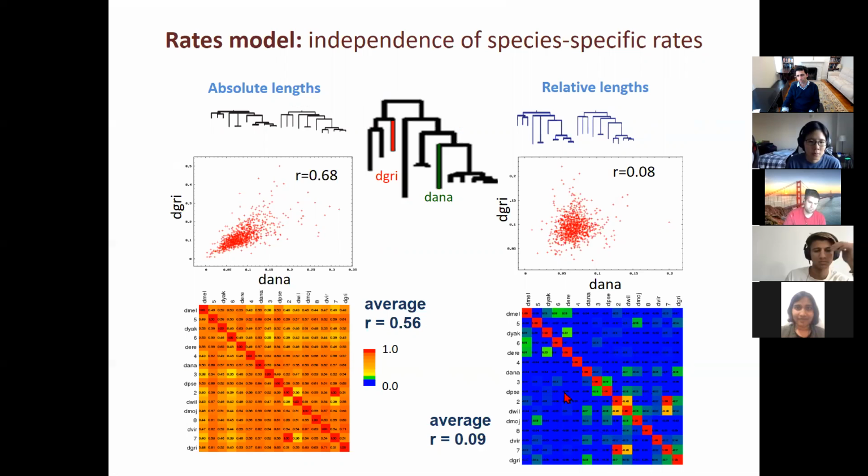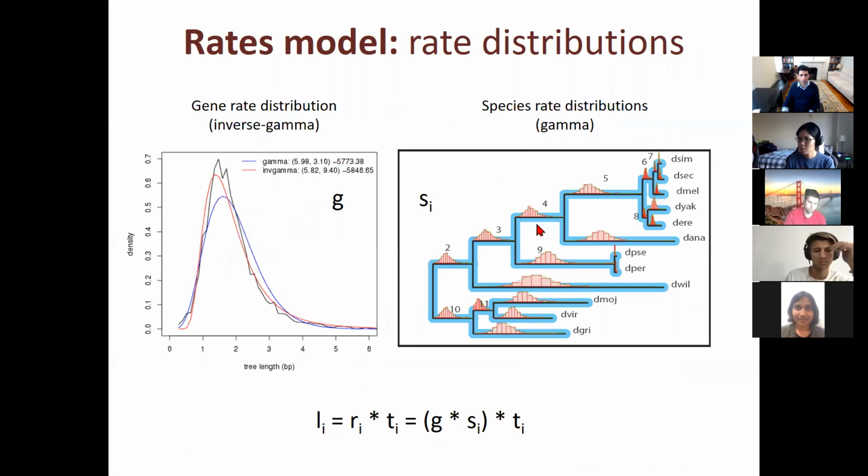Which basically is now much more independent between pairs of species. So we're at 1767, 1700. All right, so that basically gives us this rates model, which has an inverse gamma distribution for the gene rate. So some genes evolve faster, some genes evolve slower.